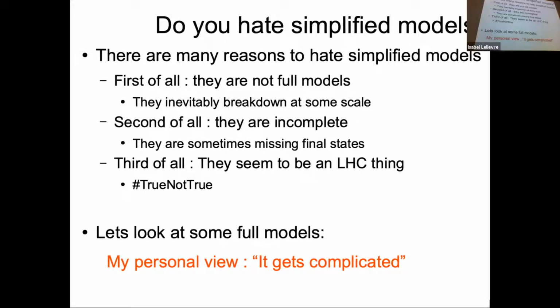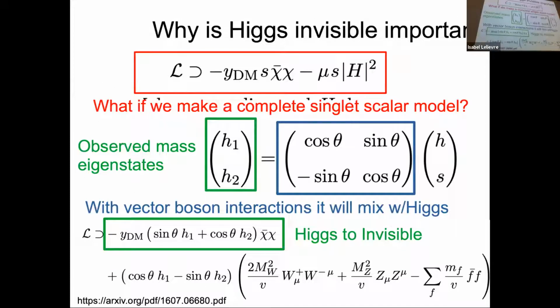So let's actually look at some full models. But my personal view is the reason we made simplified models to start with was because they're simple. Once you start adding full models, things get very complicated very quickly, and certainly for my taste, they're a little too complicated. So let me take the simplest full model. It's not simplified anymore. That's just to take a scalar, have it coupled to dark matter, and then have it mixed with the Higgs. So this is the singlet mixing model. This is the simplest extension to the standard model that you can have.